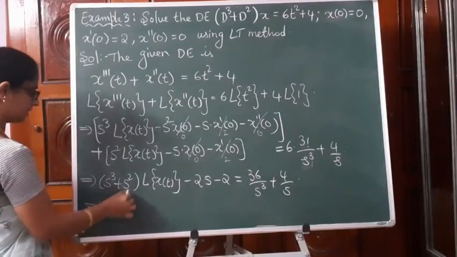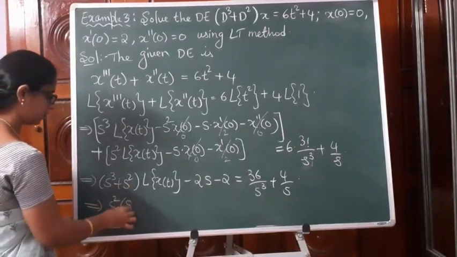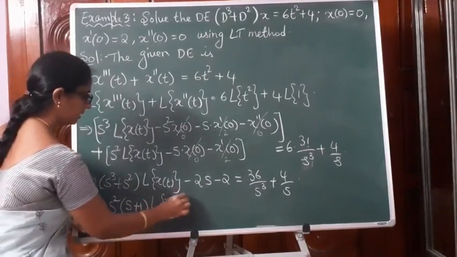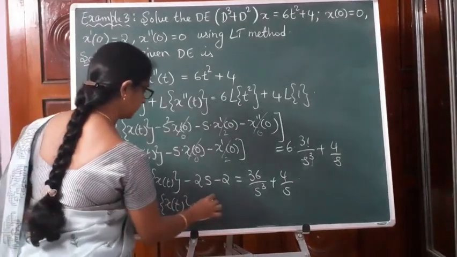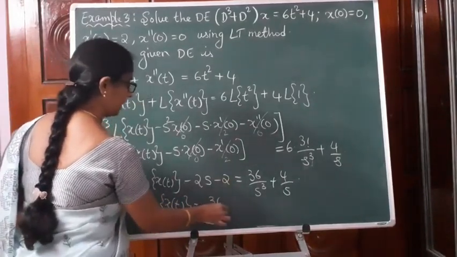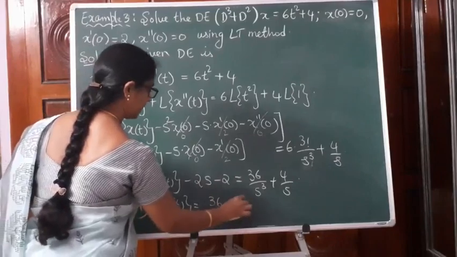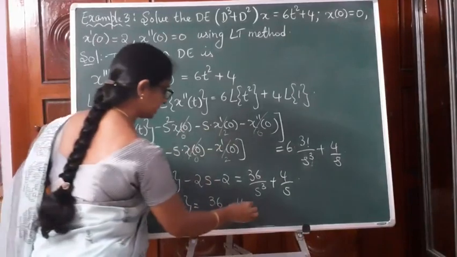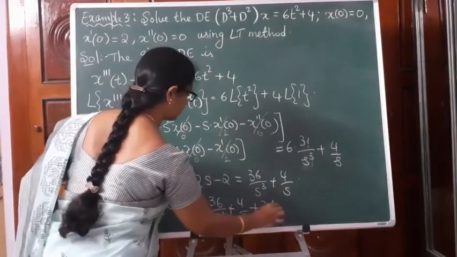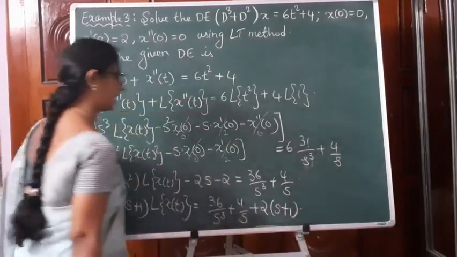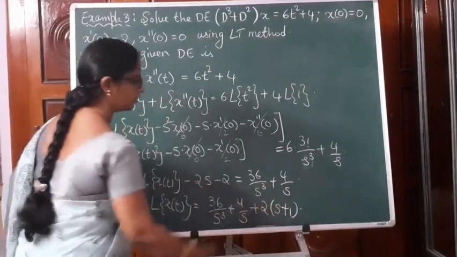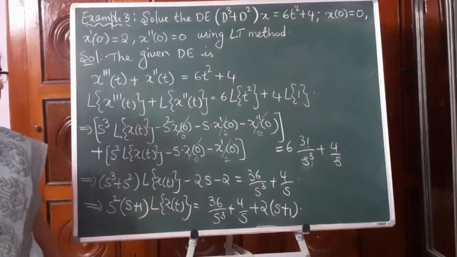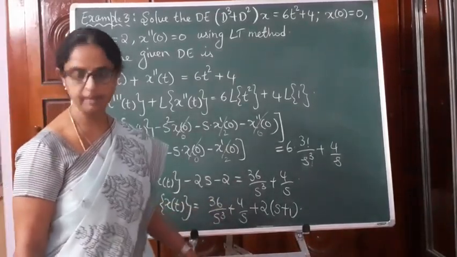So now s cube plus s square can be written as s square into s plus 1 into L of x of t is equal to 36 by s cube plus 4 by s minus 2s. 2 is taken to the right hand side, and if we take 2 common here, we get 2 into s plus 1. 2s plus 2 is 2 into s plus 1. Now we'll find L of x of t from this.